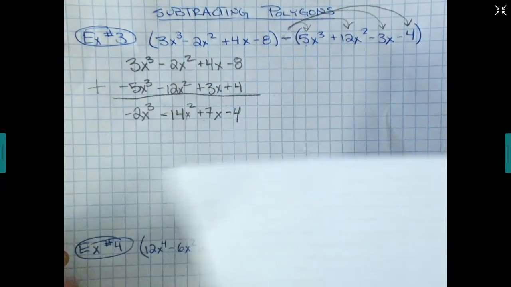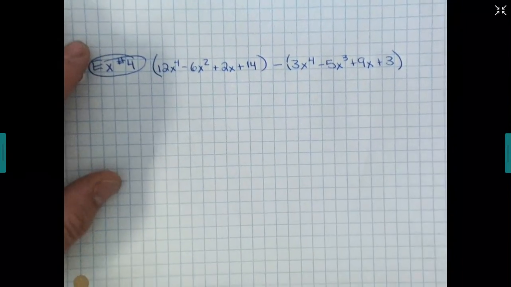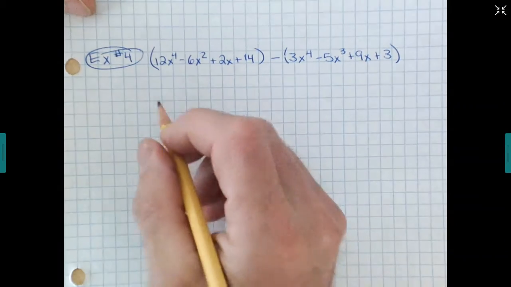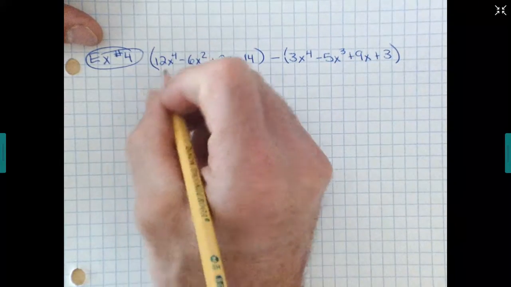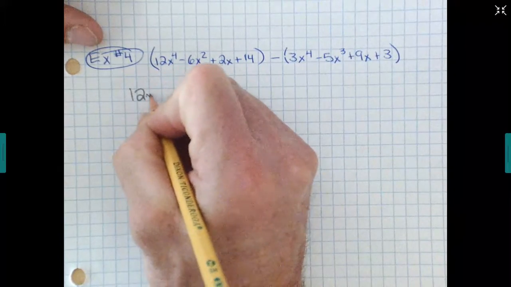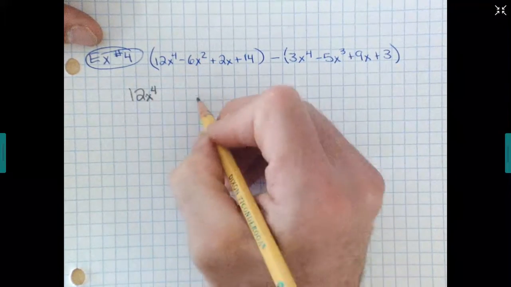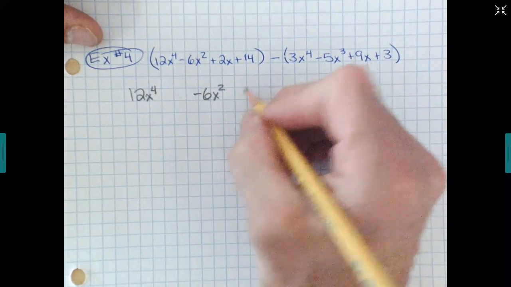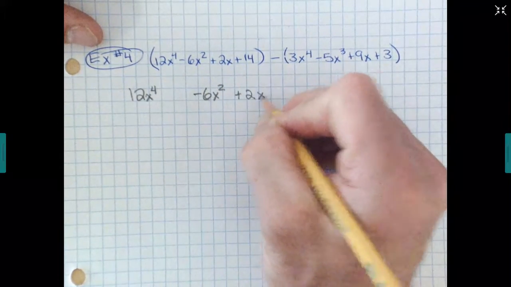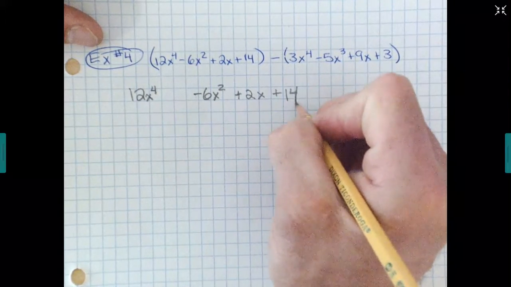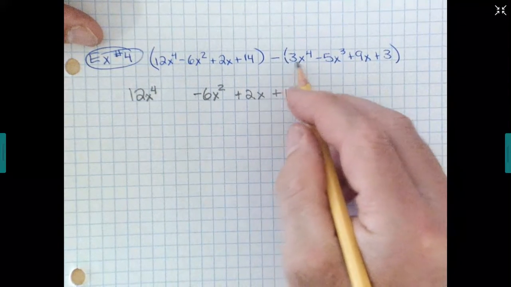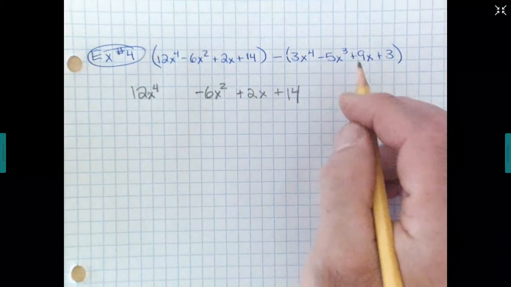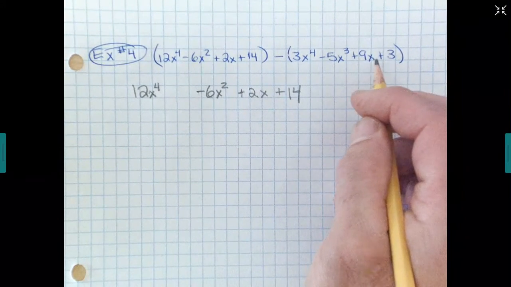All right, let's look at our last example for today. It's a subtraction problem where I have to line up my like terms. So I'm going to go ahead and write 12x to the fourth, and there's no x to the third, minus 6x squared, plus 2x, plus 14, minus 3x to the fourth, minus 5x to the third, plus 9x, plus 3.